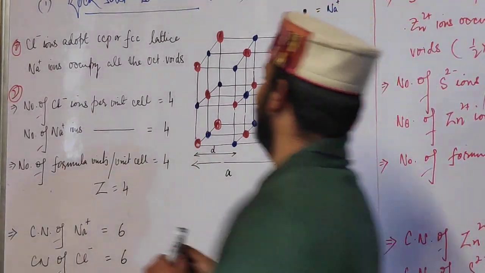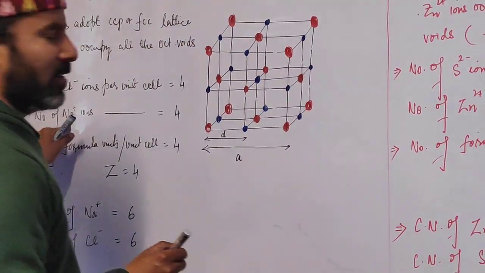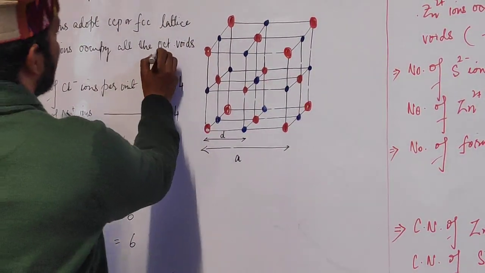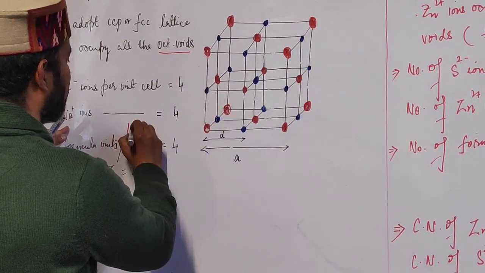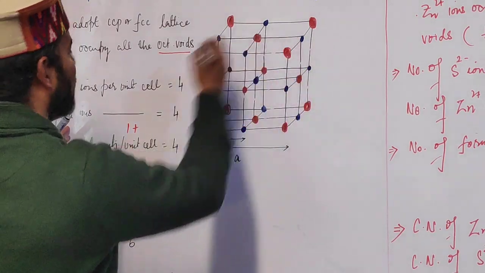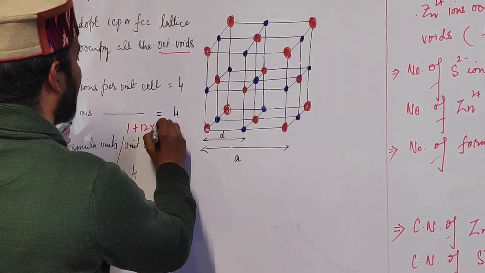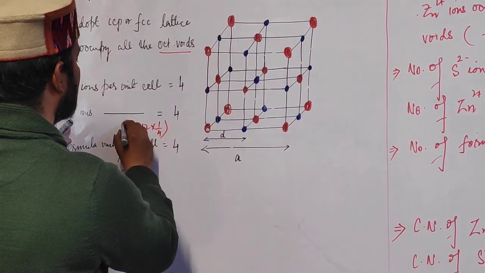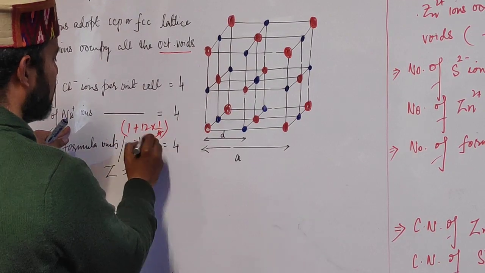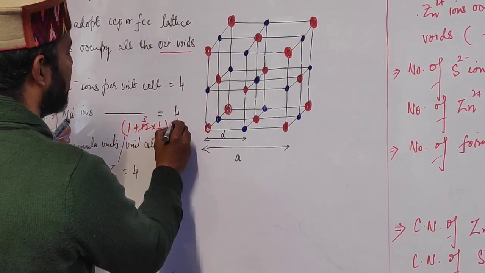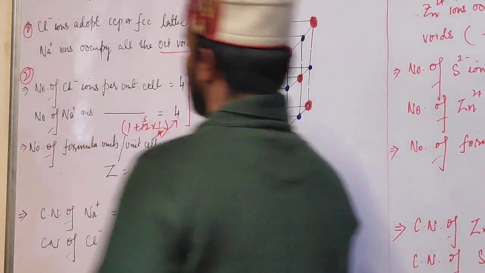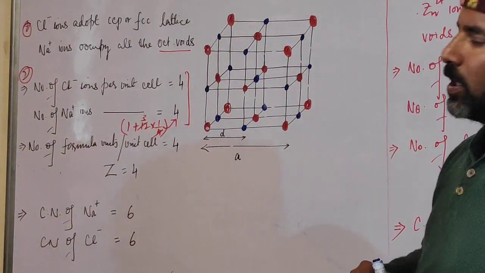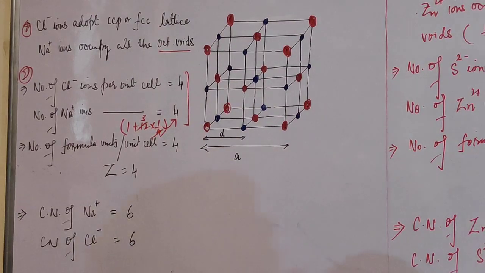अब ये 4 कैसे हुए? Now students listen, where is sodium ion? Sodium ion is in octahedral void. Now octahedral void हुआ एक body center पे, plus we have 12 at the edges or edge centers, and edge center पे contribution कितना होता है? 1/4. So this is 1 plus 3. So 1 plus 3 is 4. So now students, we have 4 chloride ions and 4 sodium ions per unit cell.